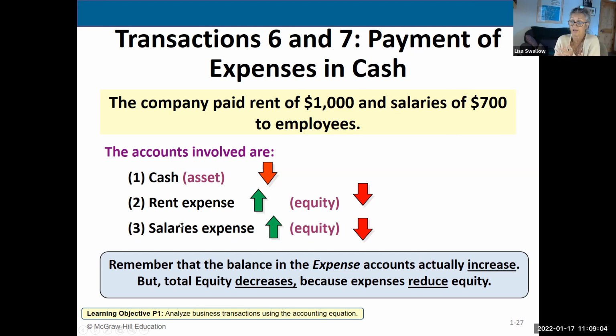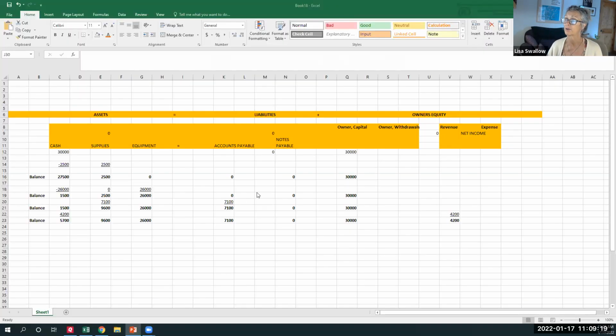Obviously, those expense accounts just got higher, right? Because I've incurred expenses. But what's kind of funky about expense is, what does expense and withdrawals do to equity? It decreases it. Okay, so let's go look at that together. Again, under equity, capital and revenue increase. Increase equity, right?